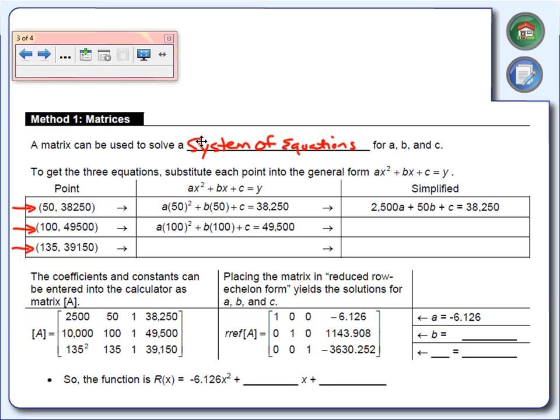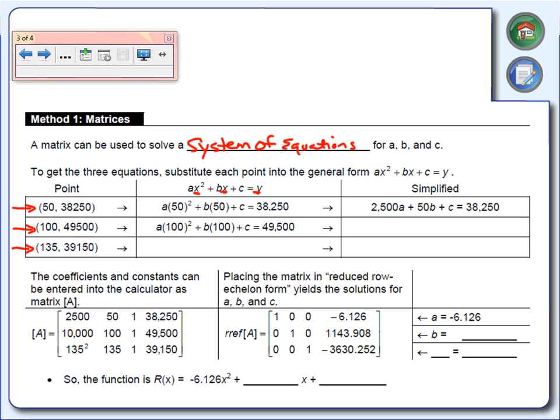Now that first point, 50 and 38,250, the X or the 50 represented what? The price of the ticket. What did that 38,250 represent? The revenue. So all we're going to do is replace all the X's in our quadratic, this X and this X right here. We're going to replace both of those X's with our 50. The Y value, we're going to replace that with our revenue, which is 38,250.